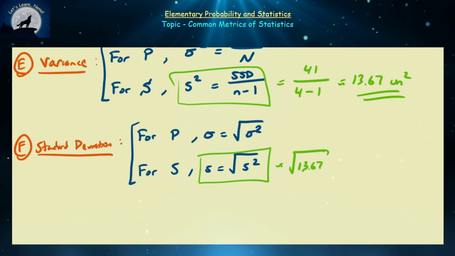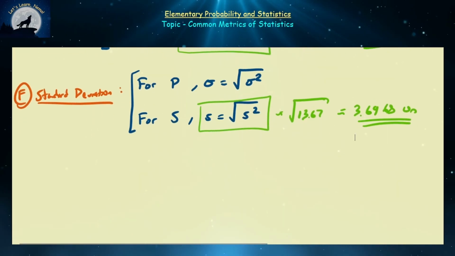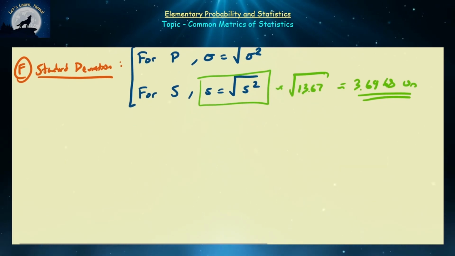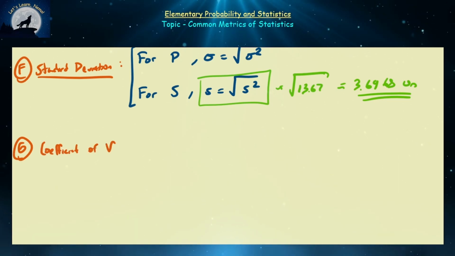And once you take the square root of that, you're going to get approximately 3.6968. And that's going to be in the original units that we had before. The next measure of variation, so notice that we have lots of measures of variation, because they vary so much, I guess. And this is called the coefficient of variation. Well, imagine that. So what is the coefficient of variation?